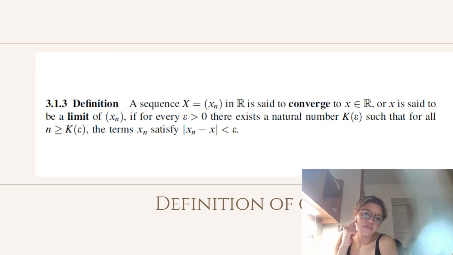So the definition of convergence. A sequence in R is said to converge to x belonging to the reals, or x is said to be a limit of x sub n, that sequence, if for every epsilon greater than 0 there exists a natural number k, such that for all n's that are greater than or equal to k, the terms x sub n satisfy the absolute value of x sub n minus x is less than epsilon.